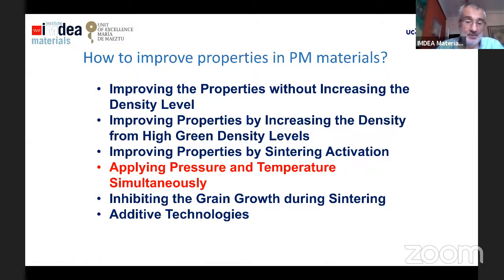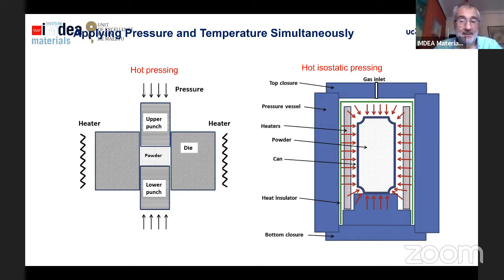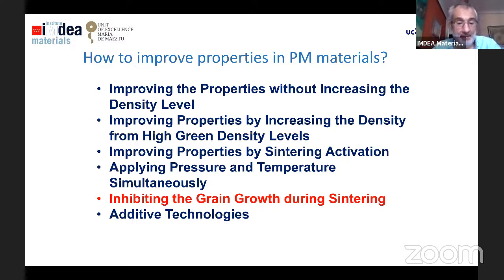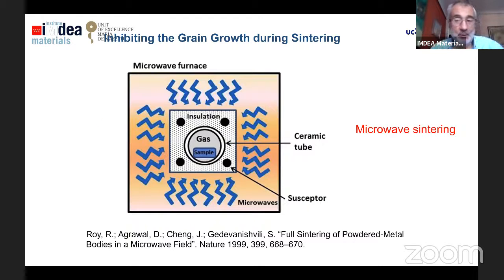We can apply pressure and temperature simultaneously. In the previous lecture, we mentioned two ways in which we can apply pressure and temperature at the same time, and we can reach a fully dense material at the end. One is hot pressing, the other one is hot isostatic pressing, or spark plasma sintering, which we also mentioned in the previous lecture. We can also inhibit the grain growth during sintering. I mentioned a couple of ways before, but those concerned powder development. In powder development, we can reduce the grain size through mechanical alloying or rapid solidification, but even sintering can be made in a way in which we don't allow the material to grow the grain, because we perform the sintering process in a highly activating way and in a very short time.